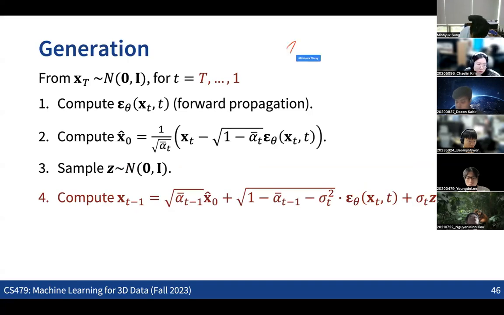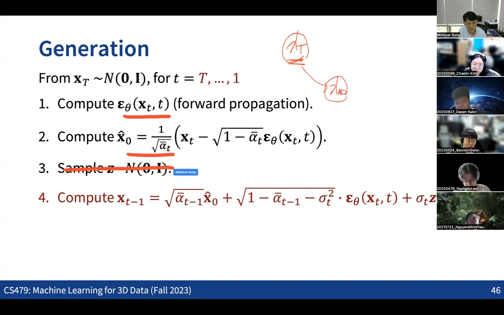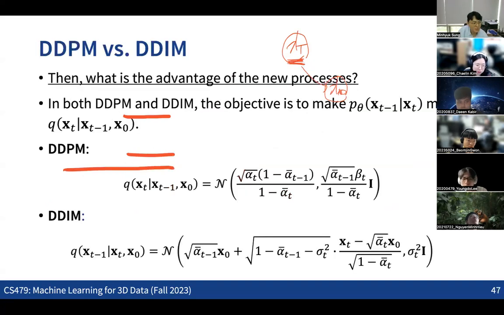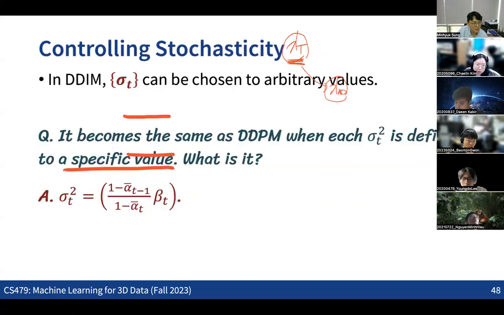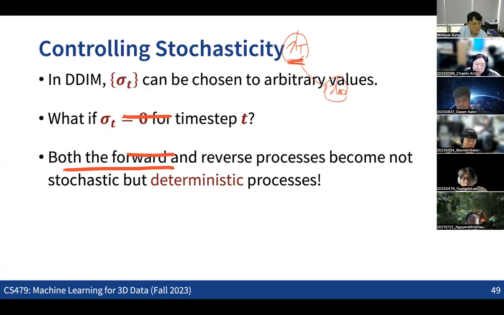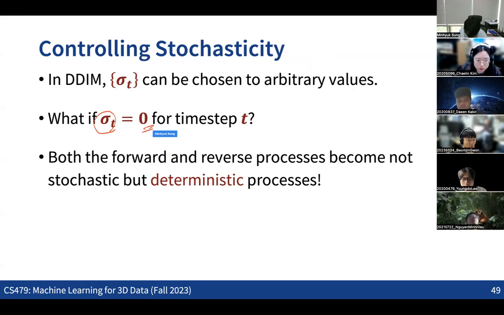If you sample x capital T, then from the same x capital T, you always go to the same x0, because there's no randomness. This is predicted and computed; we are not going to sample this. Then everything becomes deterministic, and from the same x capital T, you always go to the same x0. So as we make this new parameter sigma 0, we are making the whole process deterministic. That's the basic idea of the DDIM.